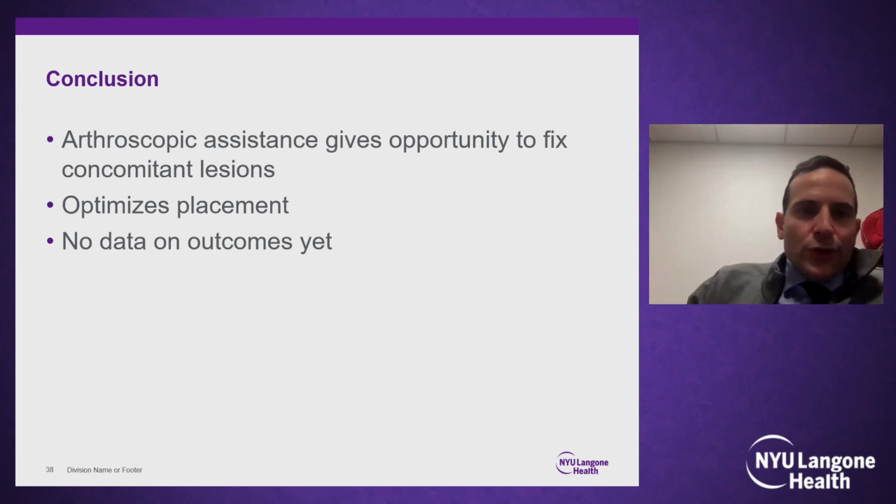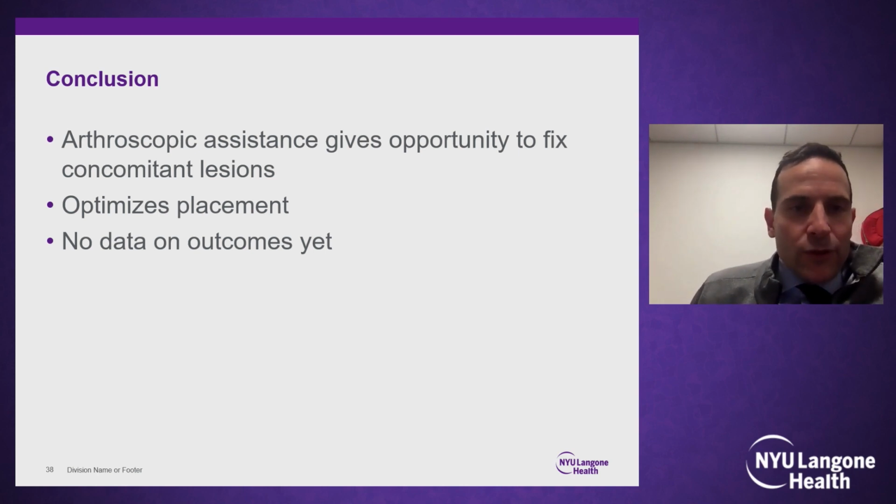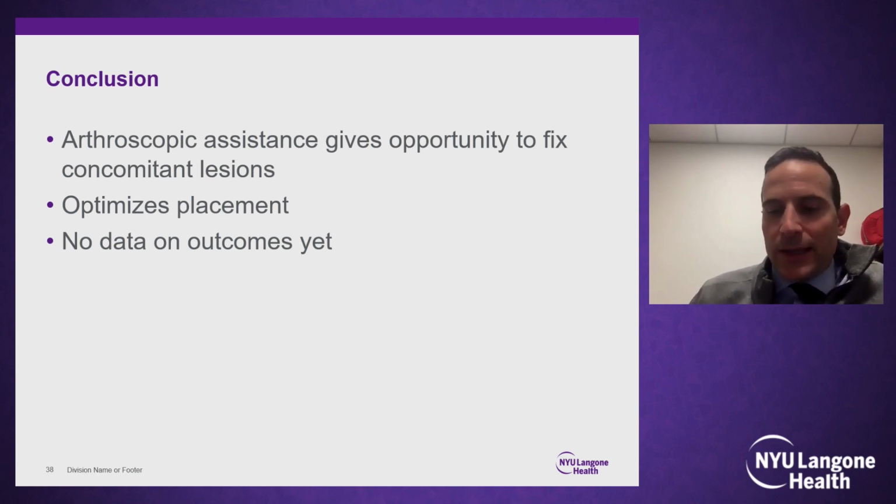So really to conclude, I think arthroscopic assistance is a boon for this. I think it does give an opportunity to fix concomitant lesions, probably most relevant in those younger patients. And I think, with some tweaks, we're going to be able to really optimize placement. So I think that's an exciting advancement in hip arthroscopy. And of course, as always, want to look at data on outcomes in order to guide treatment. Thanks.